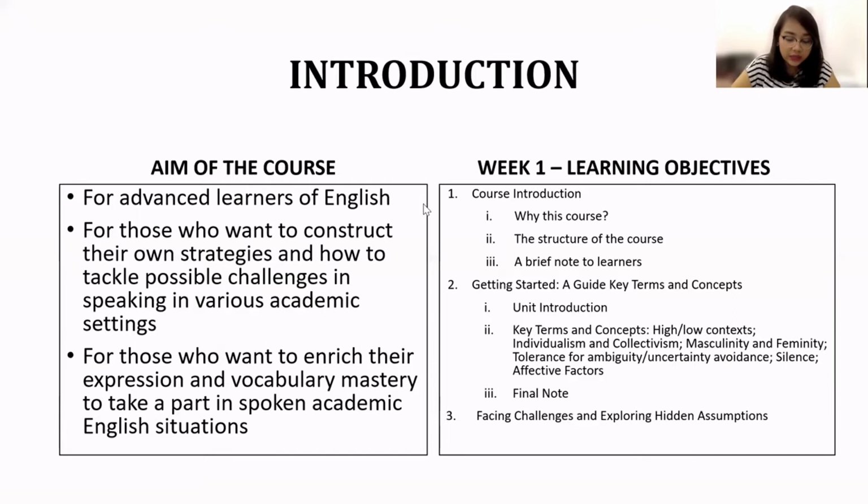So in here, there will be several subtopics that we are going to cover. The first one is about high-low context. When we are in intercultural communications, we are going to find out what intercultural communication is later. In such communication, there will be high-low context. There will be individualism. There will be collectivism. There will be masculinity versus femininity issues. There will be a need to tolerate ambiguity or uncertainty, and there will be a need to avoid such issue.